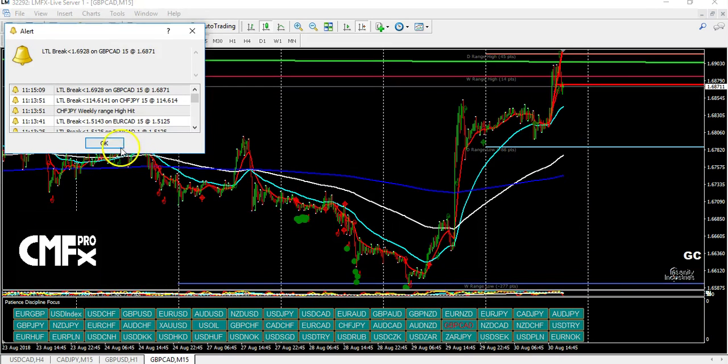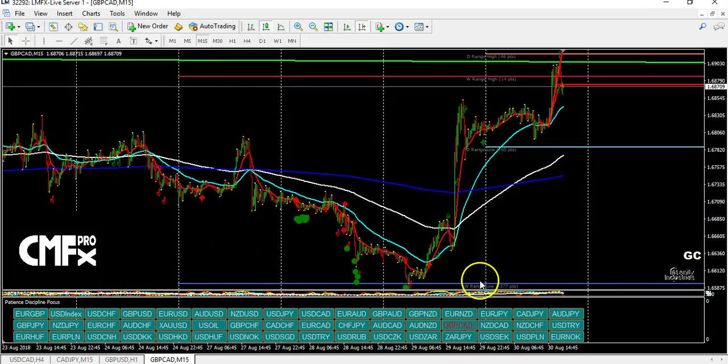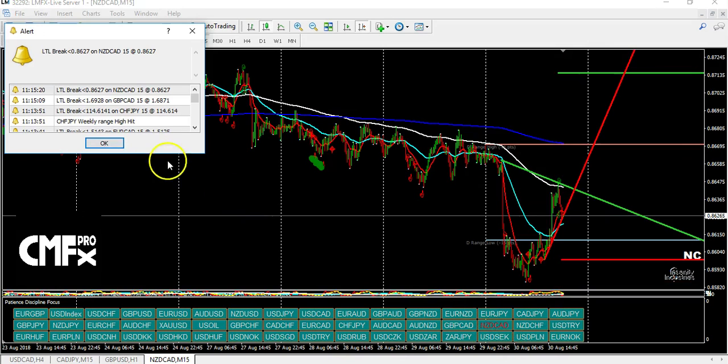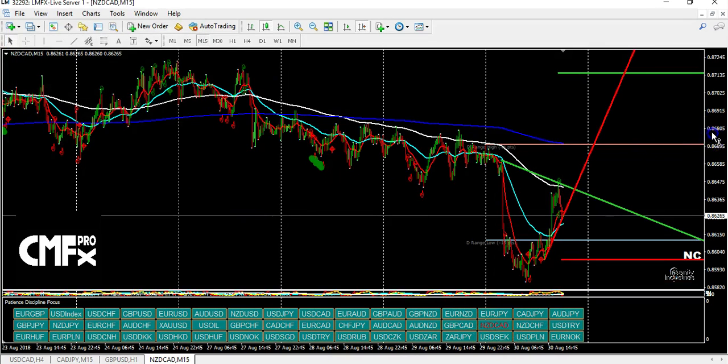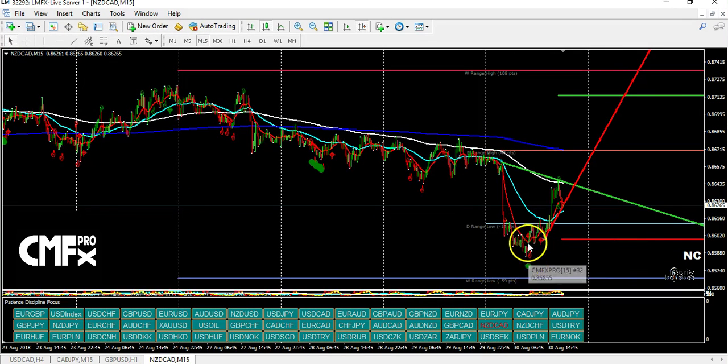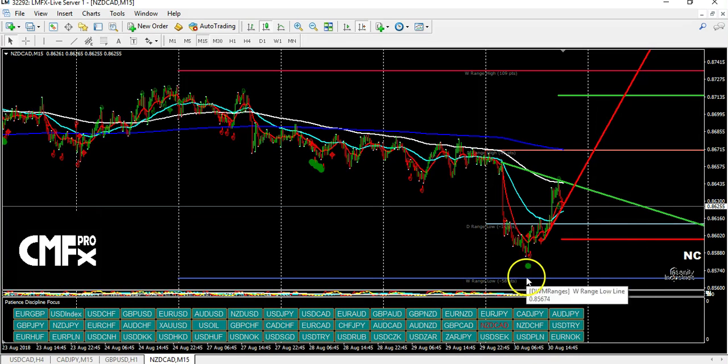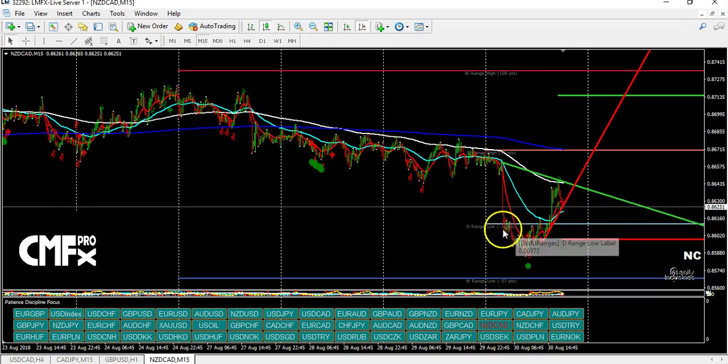Great Britain CAD, low exhaustion, weekly range low hit, took off. Let's see. New Zealand CAD, low exhaustion, right here, took off. Not quite at the weekly low range. Did come down quite well below the 14 day range low.